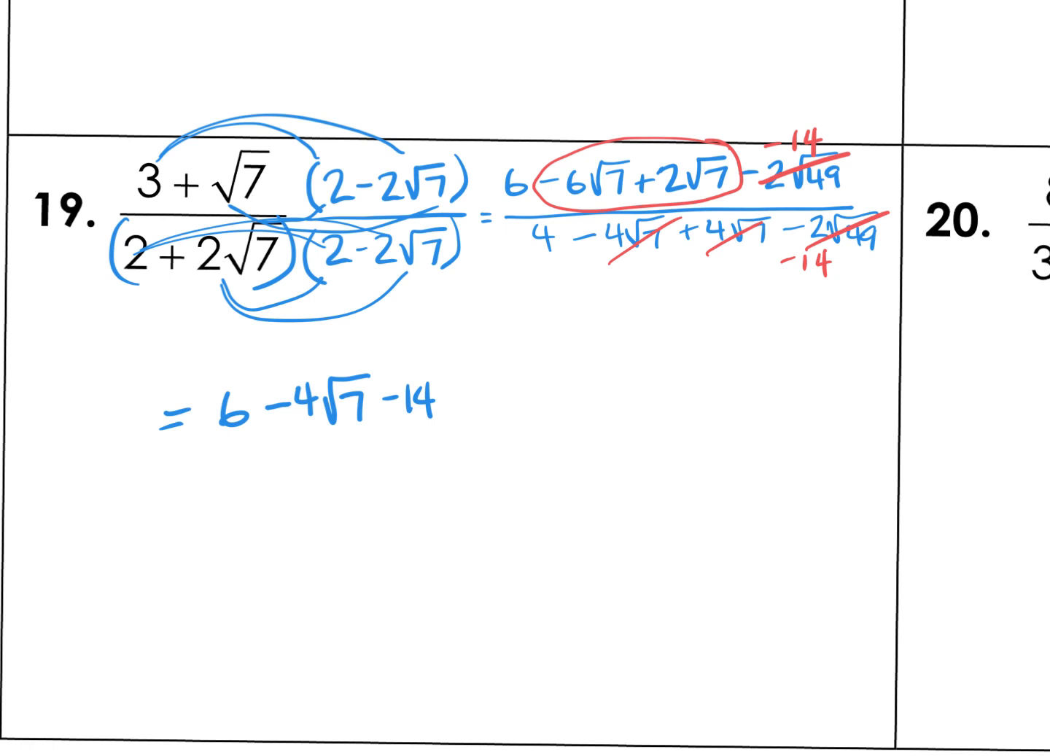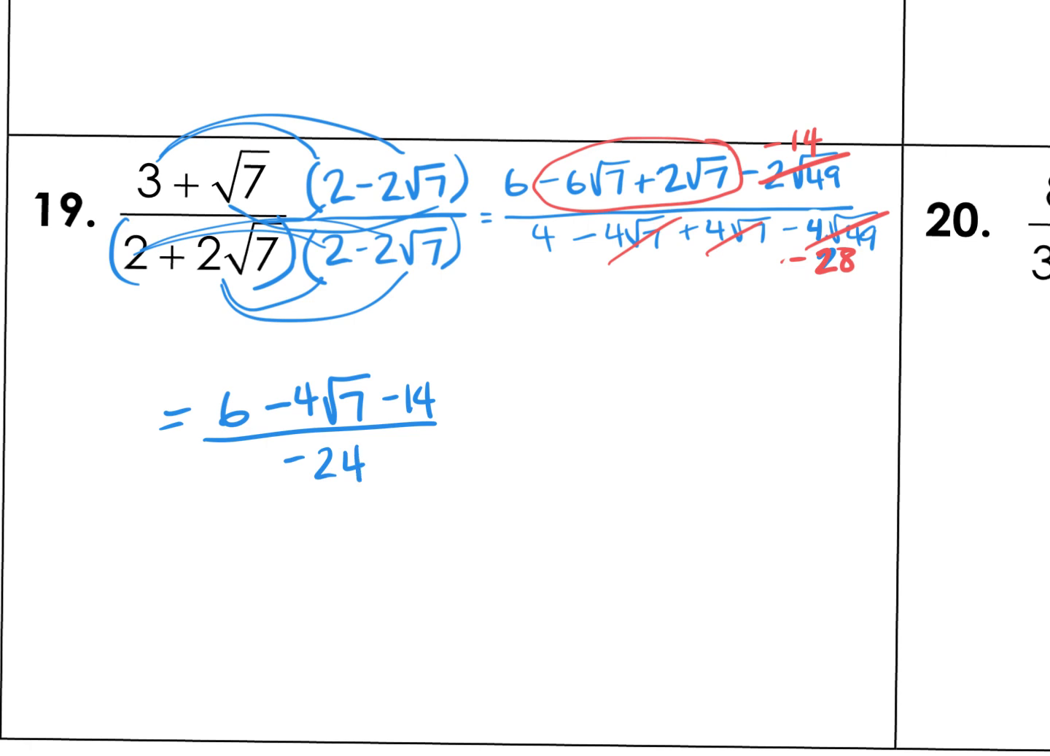Oh, I found a mistake. I made this mistake in class the other day too. Right here, I forgot to multiply this 2 times this 2. That should be a 4, which changes this to be 4 times 7, which is 28. So it's a minus 28. I know that because I was looking at my answer key. So 4 minus 28 would be negative 24.